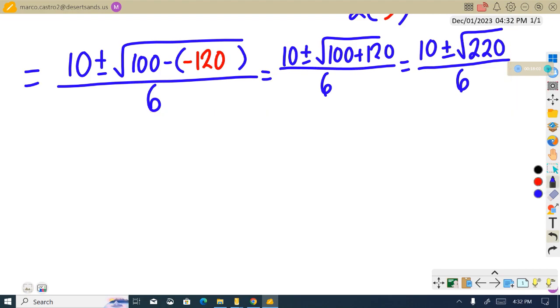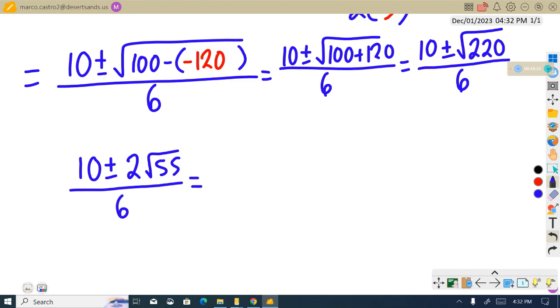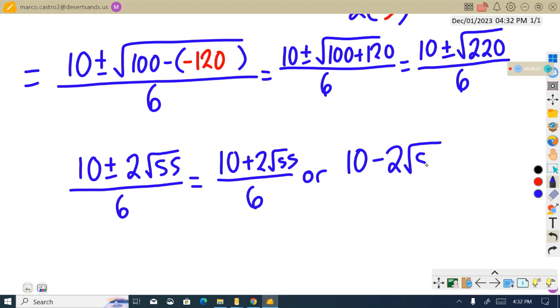So just keep that in mind, right? We'll have to do 10 plus or minus the square root of 220. And as we saw earlier, the square root of 220, we can't pull out a 2, but we'll have to leave the 55 inside of there, as we did in that last example, right? So this is divided by 6, and then we would get our two different answers, right? We'd have to add that square root one time, and we put the word or, right, like always, and then we do 10 minus 2 times the square root of 55 divided by 6.